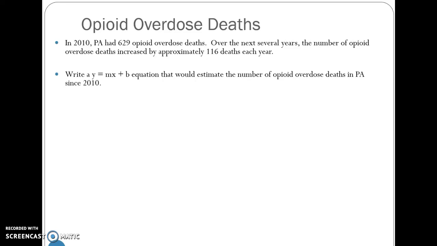Hello, today we are looking at writing linear models and we are looking at data from the opioid crisis here in Pennsylvania. So in 2010, PA had 629 opioid overdose deaths. Over the next several years, the number of opioid overdose deaths increased by about 116 deaths each year. Our goal was to write a y equals mx plus b equation that would estimate the number of opioid overdose deaths in PA since 2010.